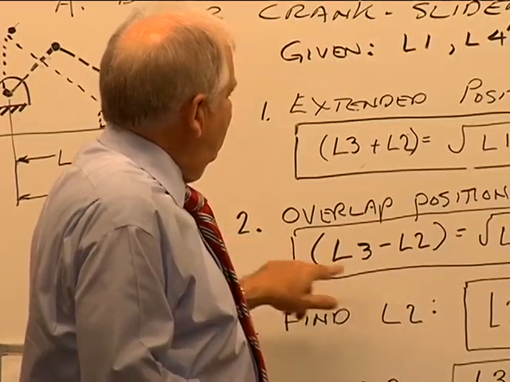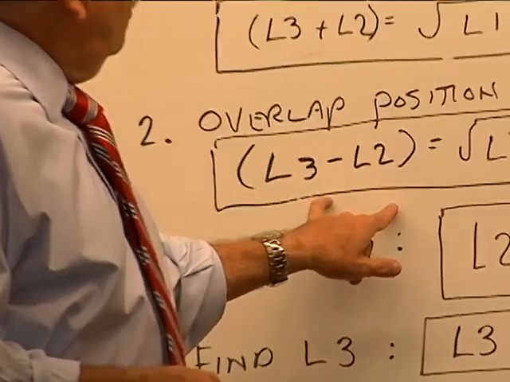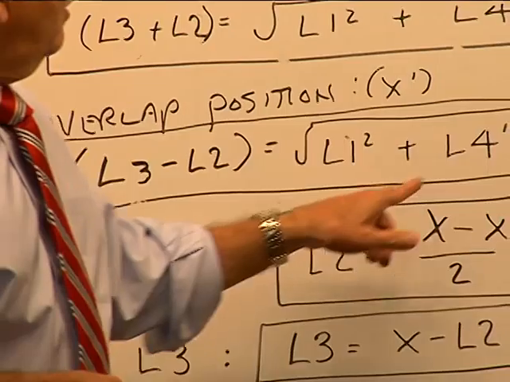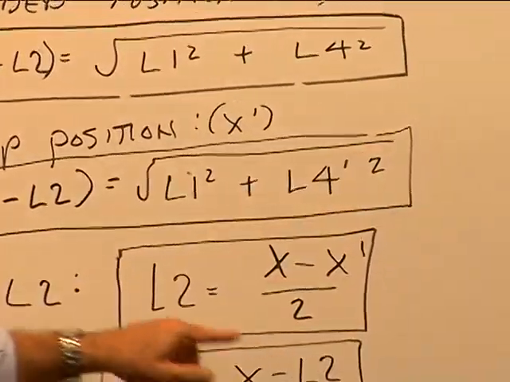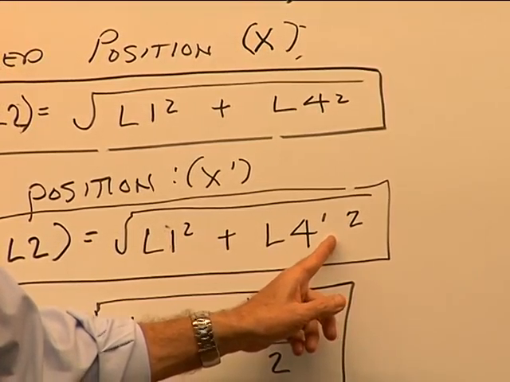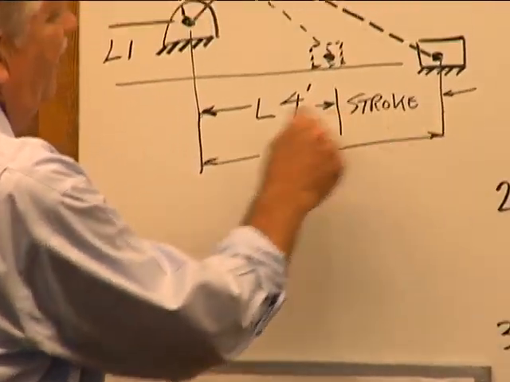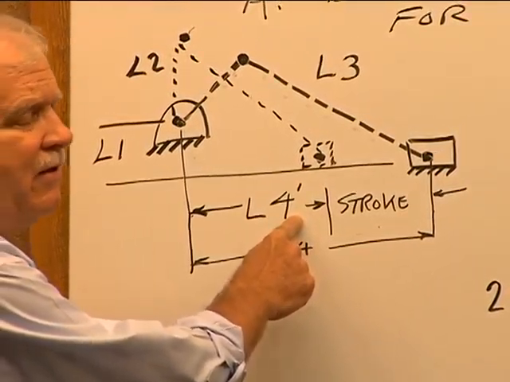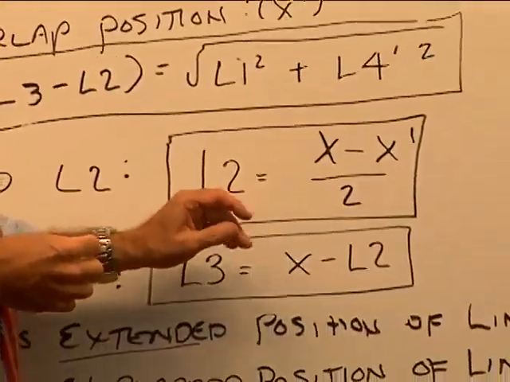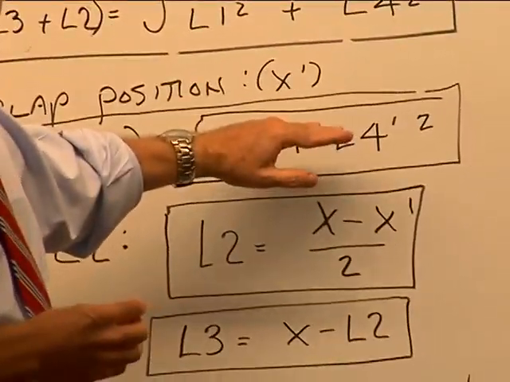Now the second step is to look at the mechanism when the links are overlapped. And that would be L3 minus L2, and I'm going to call that x prime. So then I use the same formula again, except this time I'm going to include L4 prime, because there are two positions. L4 is all the way out and L4 prime is all the way back. So once I've done that, I'll have another length, and that's going to be called x prime. So I have x and I have x prime.